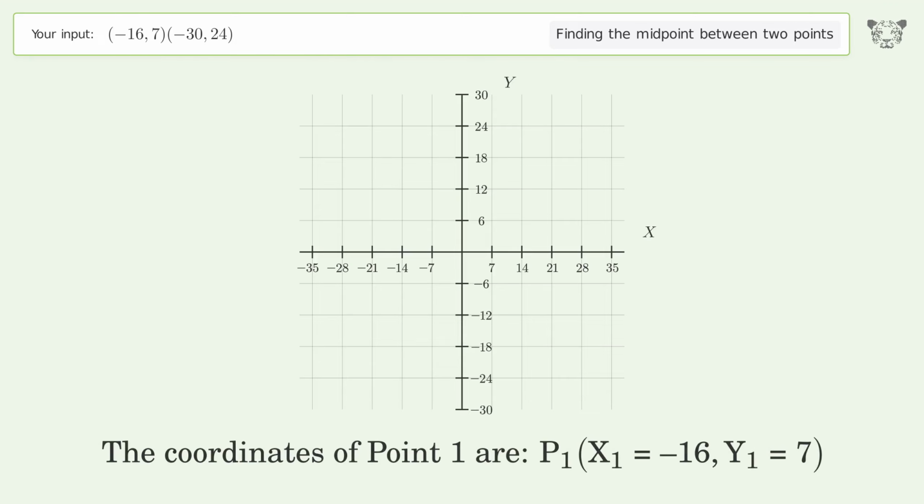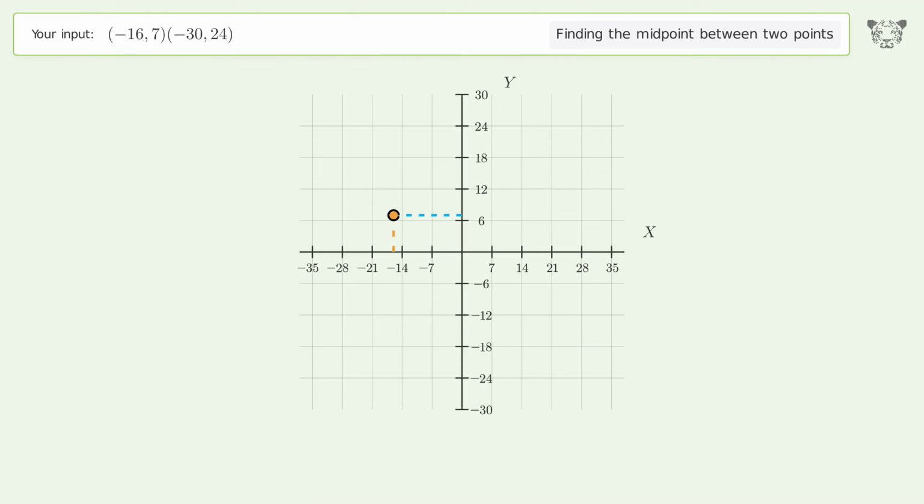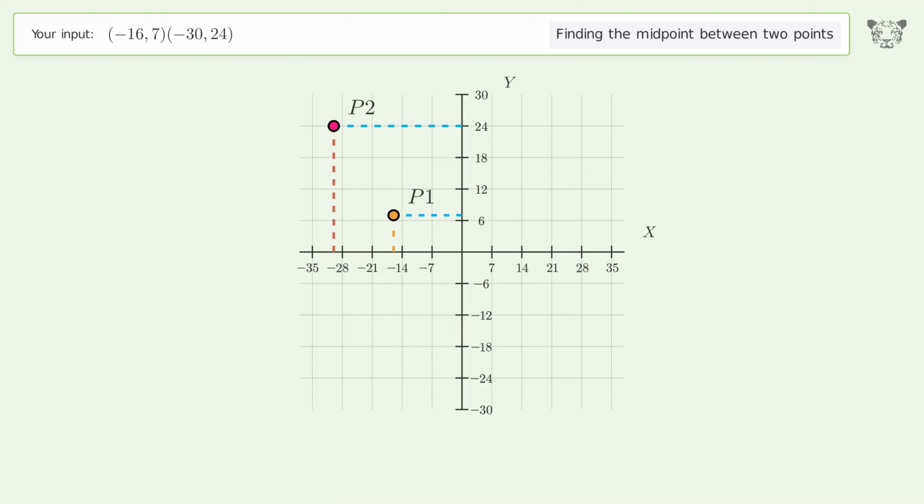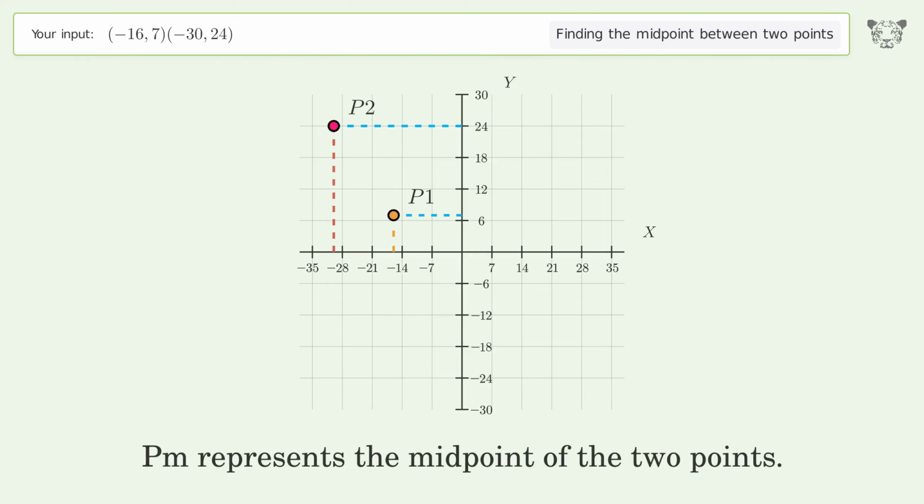The coordinates of point 1 are, x1 equals negative 16, y1 equals 7. The coordinates of point 2 are, x2 equals negative 30, y2 equals 24. PM represents the midpoint of the 2 points.